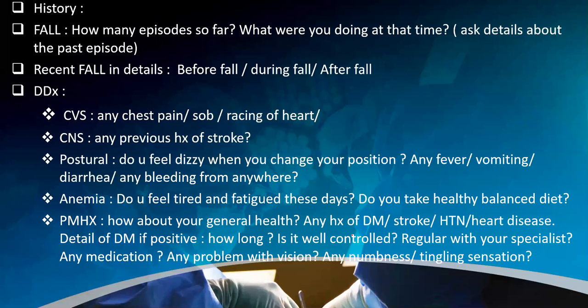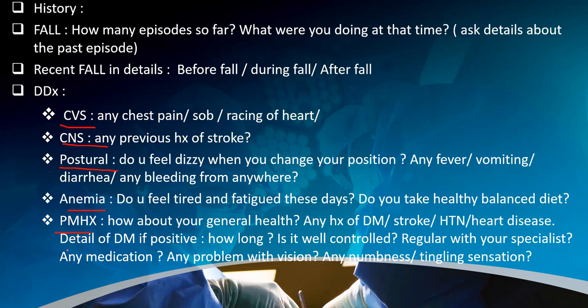So again, in here, your main history will be fall. So ask about, so how many episodes of fall so far? Can you please describe to me what exactly were you doing in each of these falls? Okay. Can you describe what happened before you fell, during your fall, after the fall? That means pre-syncope, syncope, and post-syncope. Same question you will ask here. Then ask the differential. So all the CVS, CNS, psychological, anemia, all these causes. Same we discussed already.